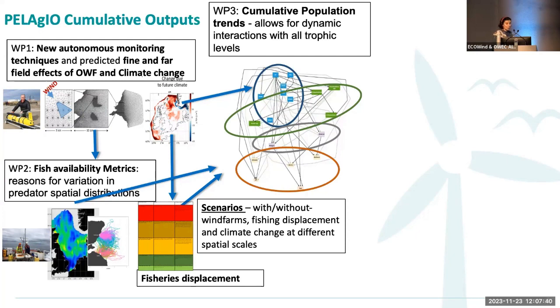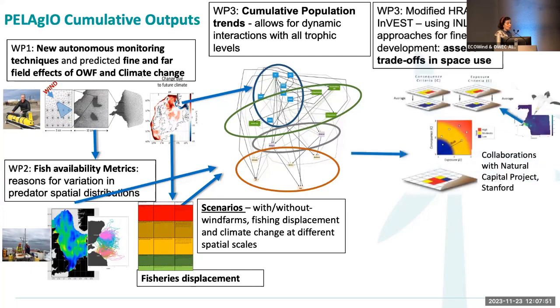And we're running a range of scenarios which are framed around offshore wind farms, climate change, but also fishery displacement, and what are potentially the effects of that as well. What else we're doing in the third package is we have this modified habitat risk assessment framework. We have a lot of strong collaborations with the Natural Capital Project and Stanford University, where they have developed the InVEST model. InVEST stands for the Integrated Valuation of Ecosystem Services and Trade-offs.